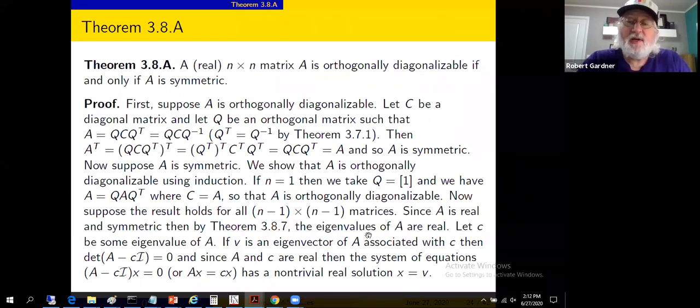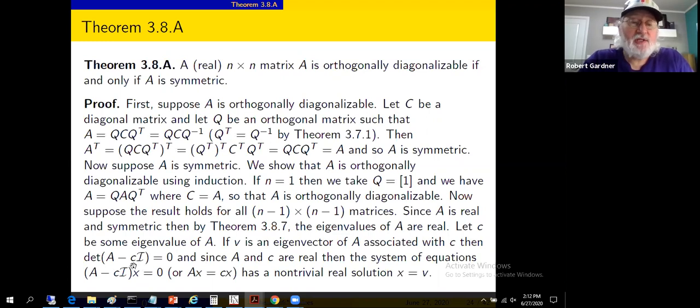Theorem 3.8.7 tells us under those conditions, all the eigenvalues of A are real. I think I mentioned in the past, when making up questions of find eigenvalues, symmetric matrices are good things to use because you're guaranteed that you'll have real eigenvalues, symmetric real matrices. So we know the eigenvalues of A will be real. Let C be some eigenvalue of A. If V is an eigenvector of A associated with C, then we have the determinant of A minus C times I equals 0. All right, that's how you find eigenvalues.